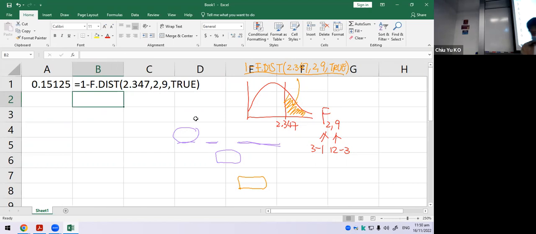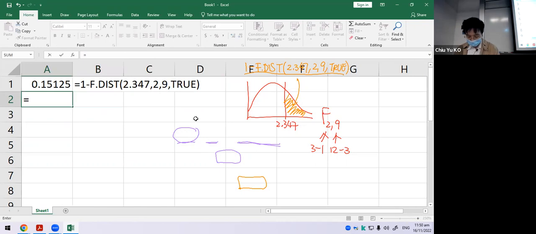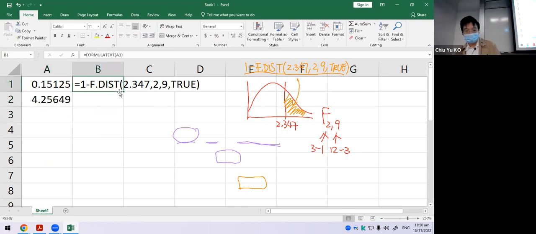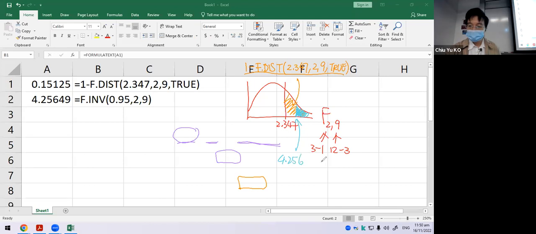And you can also do the critical value method, right? Which uses the F inverse. If the right-hand side is 5%, the left-hand side will be 95%, right? And degree of freedom will be 2 and 9. Okay, so if you try to work out the critical value, that will be here. Okay, this is 4.2.